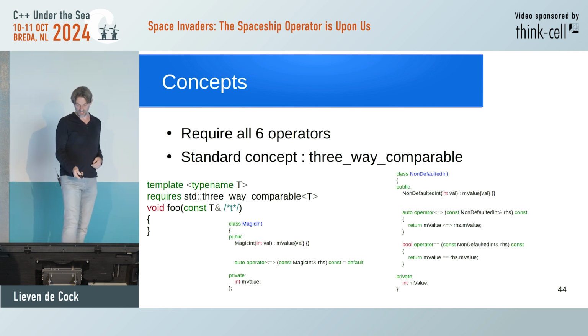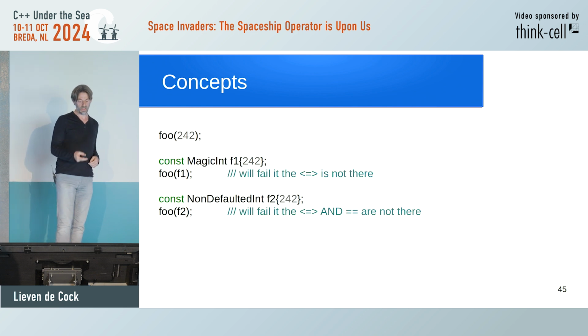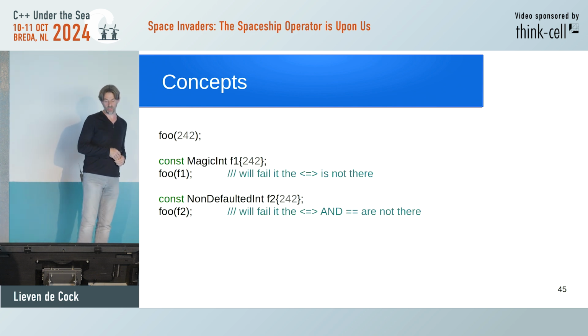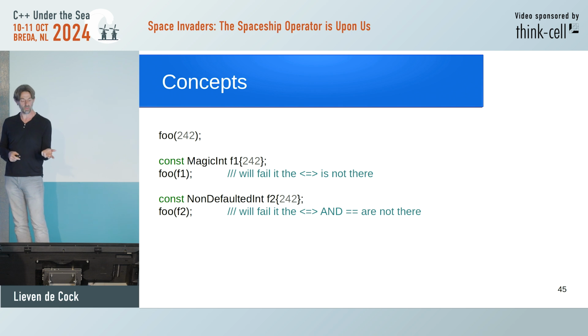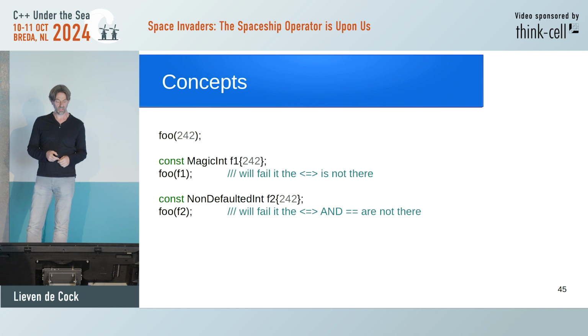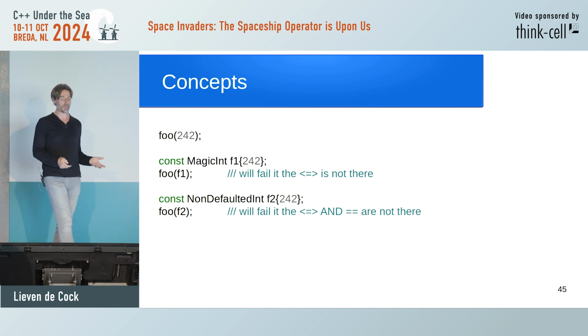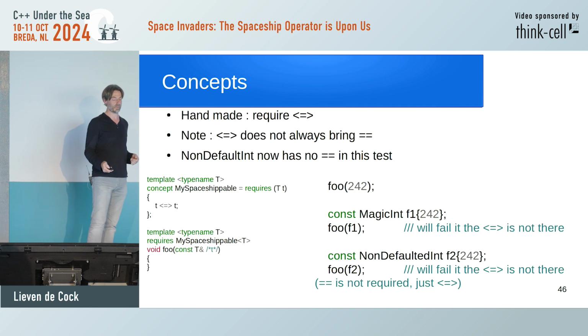So when we look at the magic int and the non-defaulted int, and our method foo, on the int it's going to work. On the magic int, and the third line will fail if the spaceship operator is not there, because it needs to be three-way comparable. And the last one will fail if neither the equality operator is there or the spaceship operator, because the non-defaulted one, you know, the equality operator is not there. So extra stuff to add to ensure that they will fit the requirement of being three-way comparable that the foo function demands on the type.